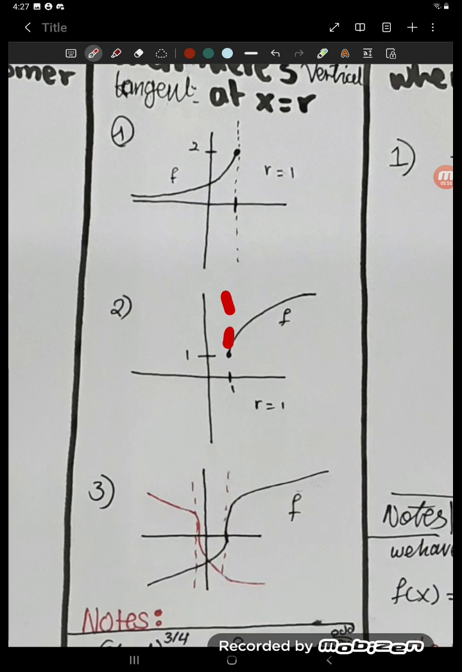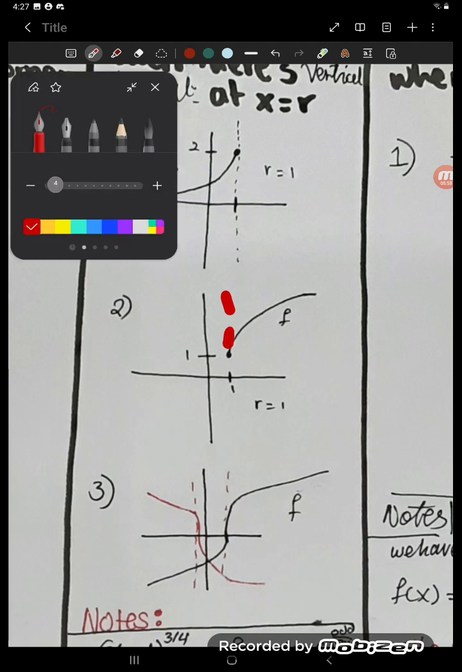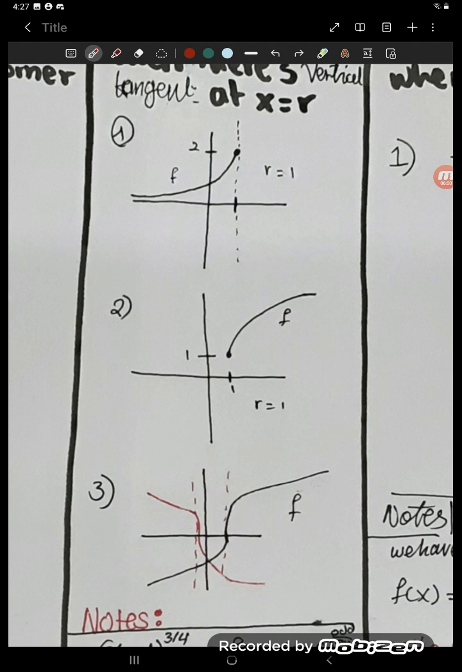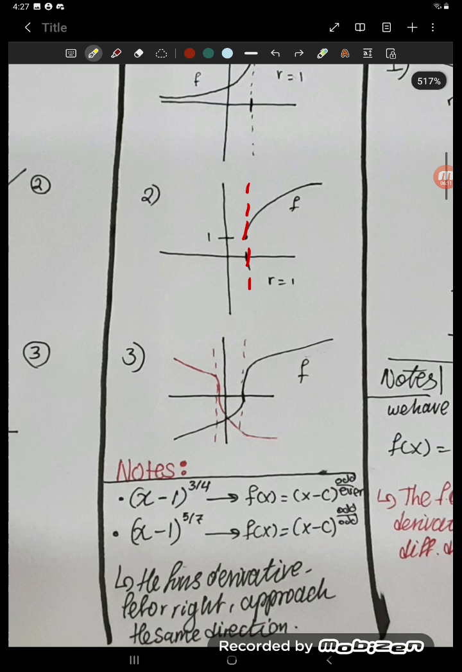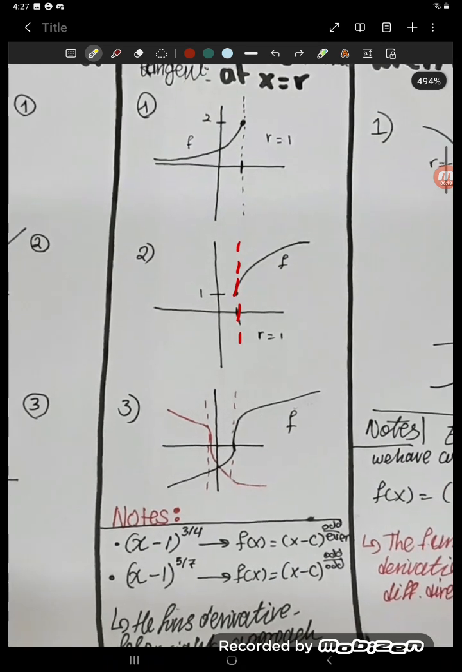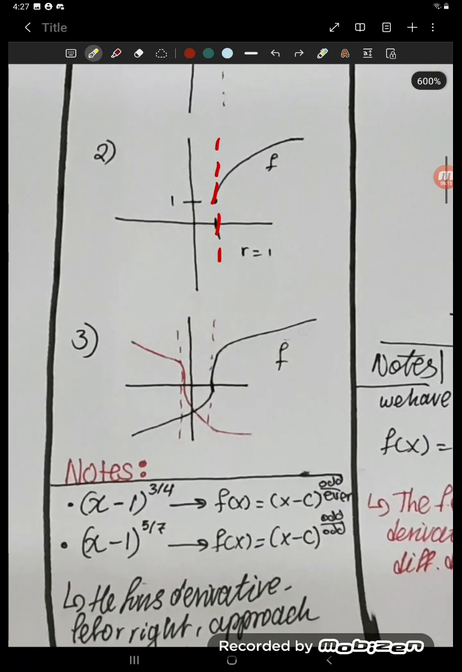If I can, oh, that's too big. Let me try this one. Yep, that's better. So there's a vertical tangent at that point. That's the vertical tangent. And look at this. That's also vertical, see? Vertical tangent.